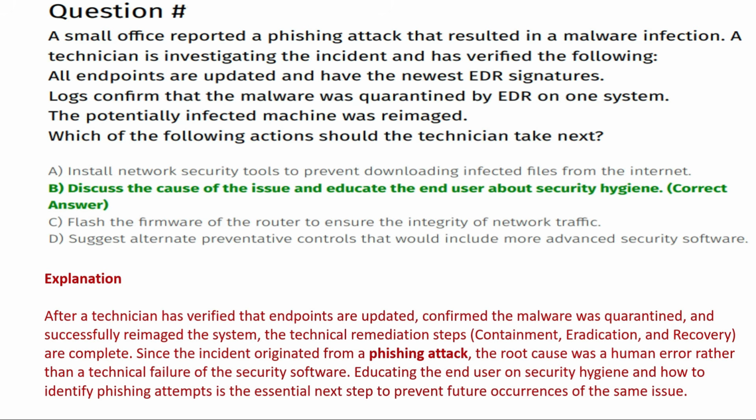After a technician has verified that endpoints are updated, confirmed the malware was quarantined, and successfully re-imaged the system, the technical remediation steps, containment, eradication, and recovery, are complete. Since the incident originated from a phishing attack, the root cause was human error rather than a technical failure of the security software. Educating the end user on security hygiene and how to identify phishing attempts is the essential next step to prevent future occurrences of the same issue. So that's why the correct answer for this question is option B, discuss the cause of the issue and educate the end user about security hygiene. So let's move to the next question.